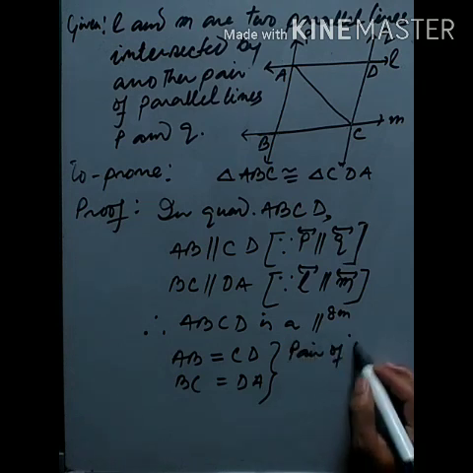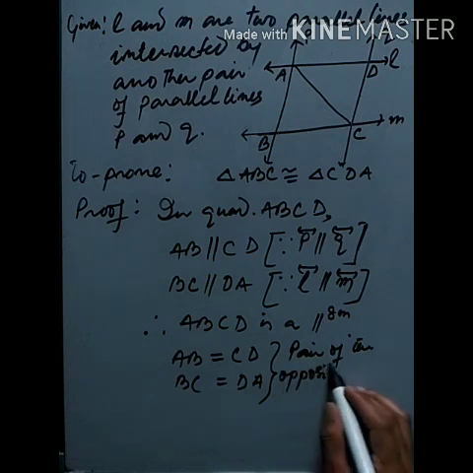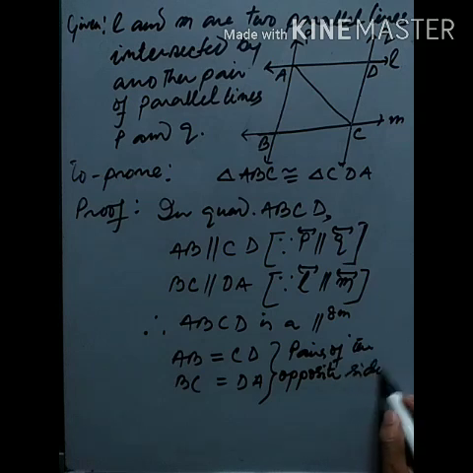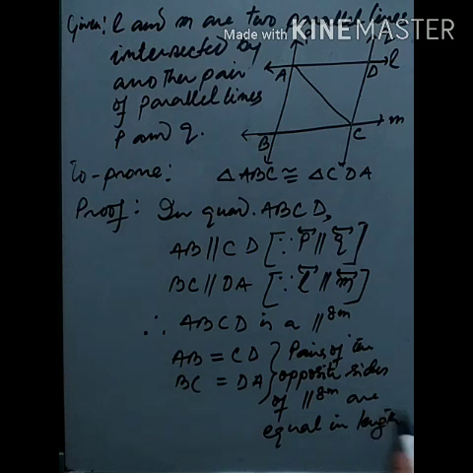Pair of the pairs of the opposite sides of a parallelogram are equal in length. Okay, now AB equal to CD and BC equal to DA.